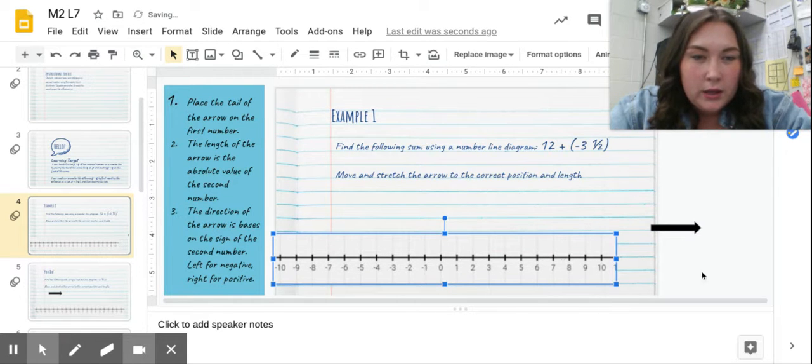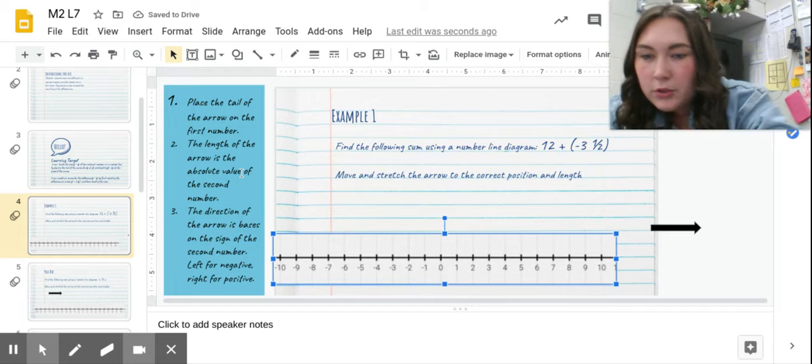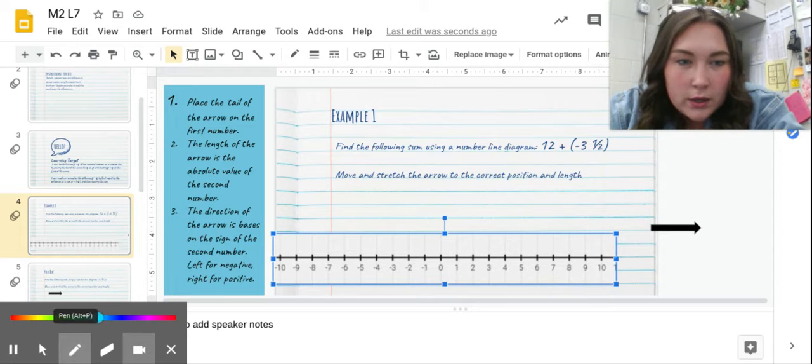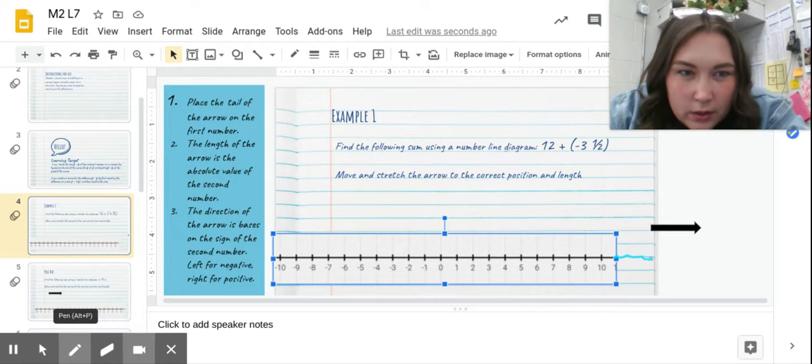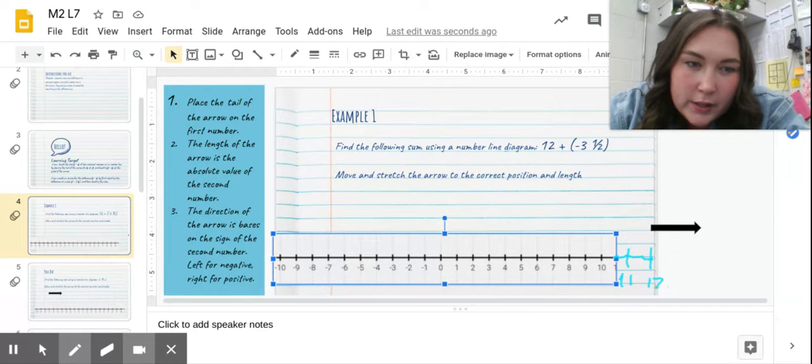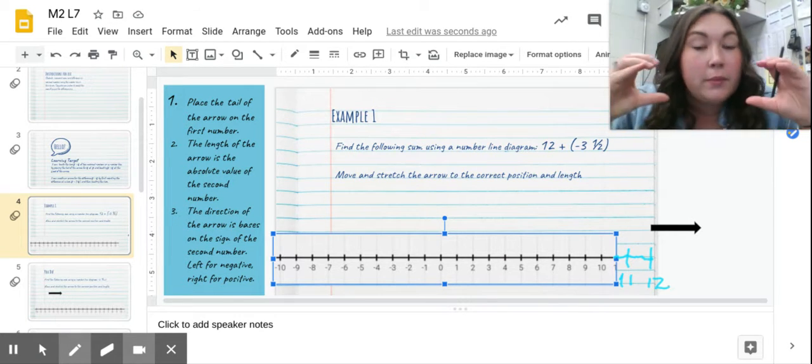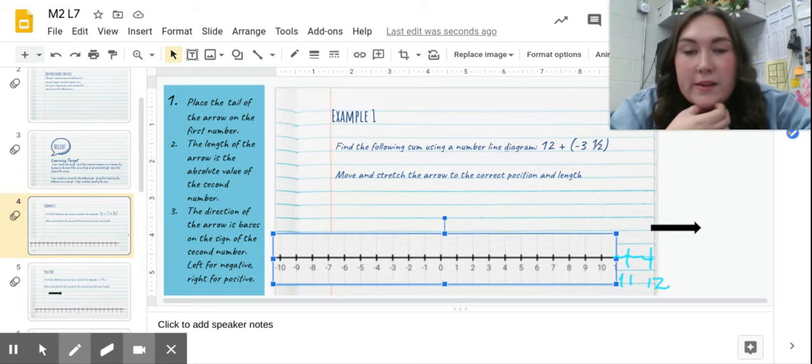And I'm going to add to this. So 11, and then we'll put 12 here. That way you guys can get a better idea. I'll make sure your guys' number lines are the correct length.